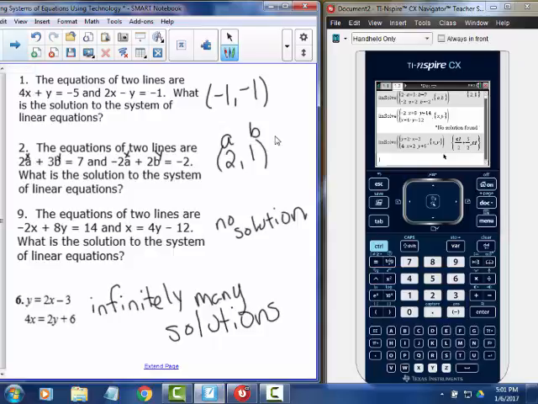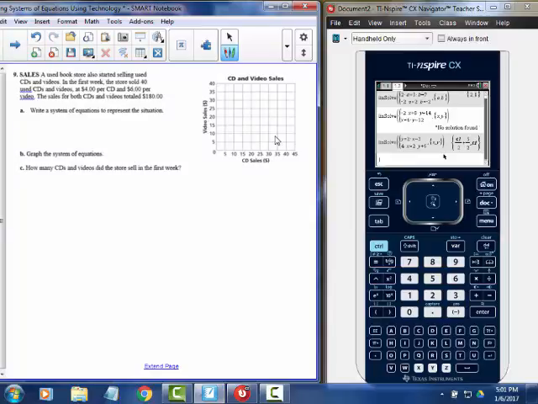Now I want to touch on one more problem, and this one you might recognize. This was one of our problems from the week, and a lot of you had a great deal of trouble because it said to write a system. Okay, so when we write a system, the first thing we got to do is figure out, well, what are our variables going to be? So let's read the problem. A used bookstore also started selling used CDs and videos. In the first week, the store sold 40 used CDs and videos at $4 per CD and $6 per video. The sales for both CDs and videos totaled $180.